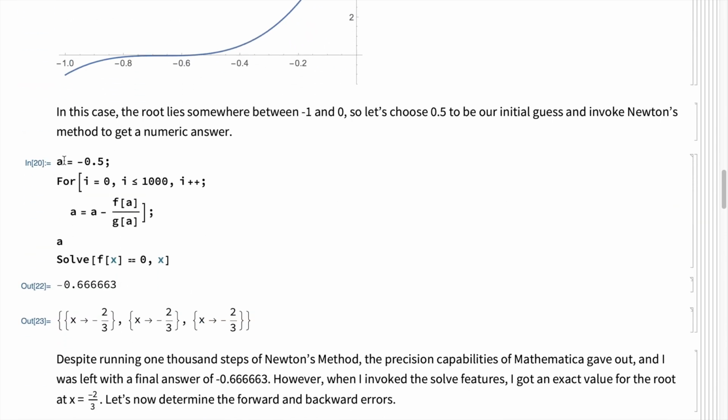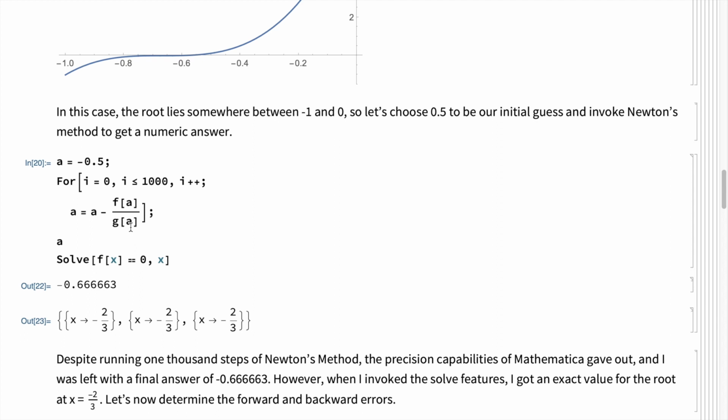To invoke Newton's method, set a equal to -0.5, which is our initial guess, and then we're going to run a loop a grand total of 1,000 times, setting a equal to the result of a minus f of a over g of a, running Newton's method. And then, once we're done running this 1,000 times, we can print out the value of a to the console. And then to check our answer, we can solve f for 0 to find out where the root lies using the onboard commands within Mathematica.